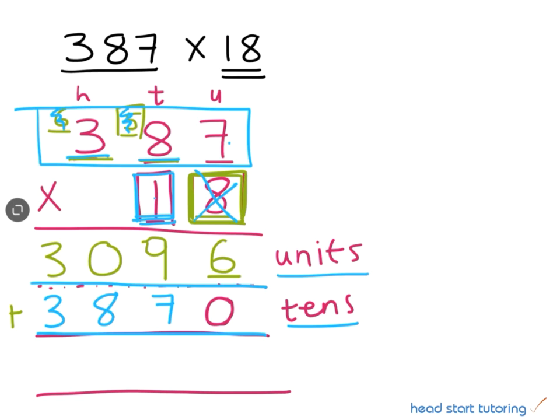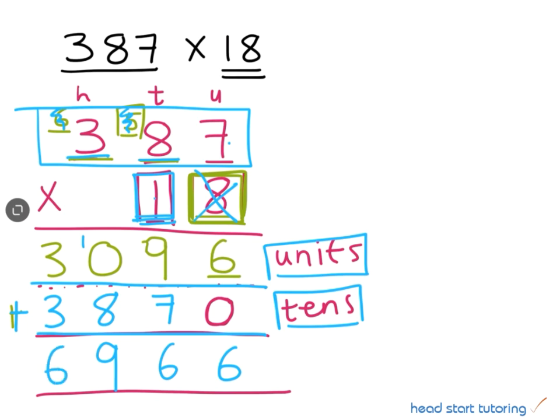And now we add what we multiplied, our units and our tens, we add those together. So we've got 6 plus 0 is equal to 6. 9 plus 7 is 16. Carry our 1. 1 plus 0 plus 8 is 9. And 3 plus 3 is 6. So we end up getting an answer of 6966.